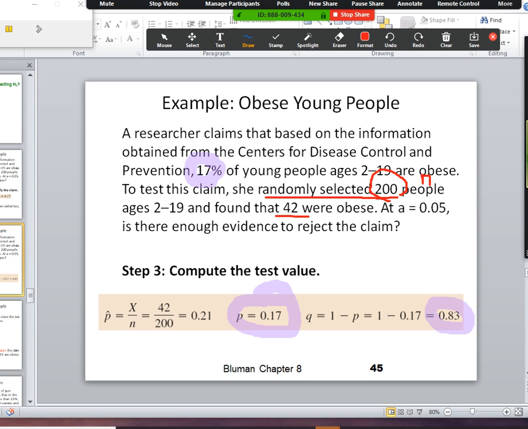So then I need to figure out my test stat. So I'm going to do test stat is equal to my P hat, 0.21, what I got, minus what I expected to get, 0.17, divided by square root of 0.17 times 0.83 divided by 200. And you will end up getting, I think it's 1.51 is what we got. So then you'll go ahead and stick that.